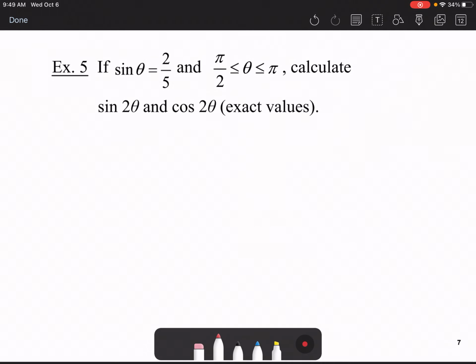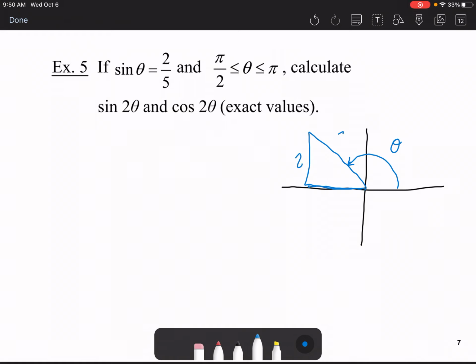Okay, so let's try this again. This time we're using double angle formulas given this information. So sine theta is equal to 2 over 5. It's in our second quadrant because theta is between pi over 2 and pi. Using Pythagorean theorem, again, I could figure out this value. Turns out to be square root of negative 21. Oh, sorry, negative square root of 21.